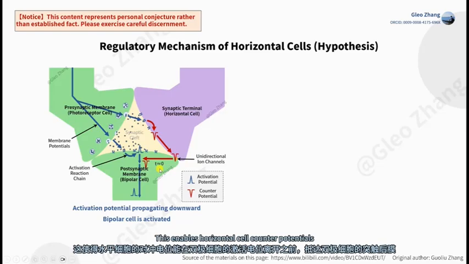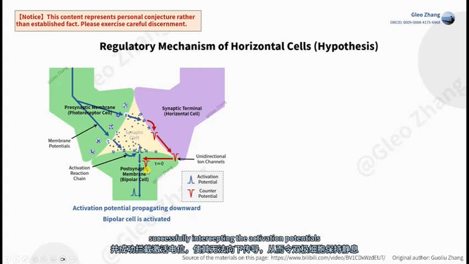This enables horizontal cell counterpotentials to reach bipolar cell postsynaptic membranes before the activation potentials depart, successfully intercepting the activation potentials and preventing their downstream propagation, thereby maintaining bipolar cells in the resting state.